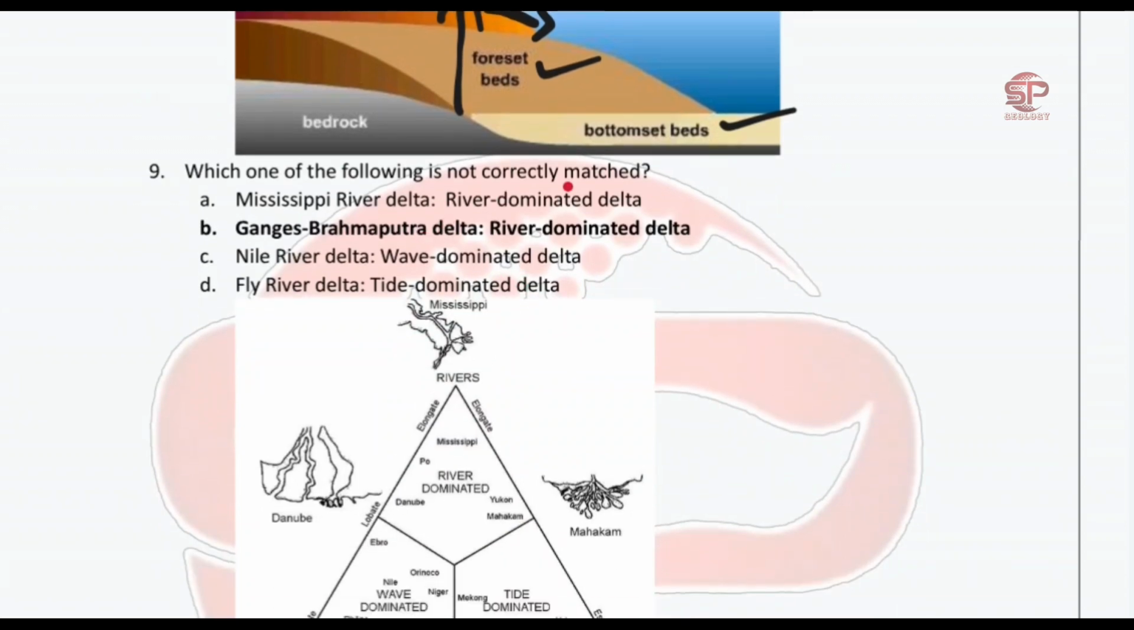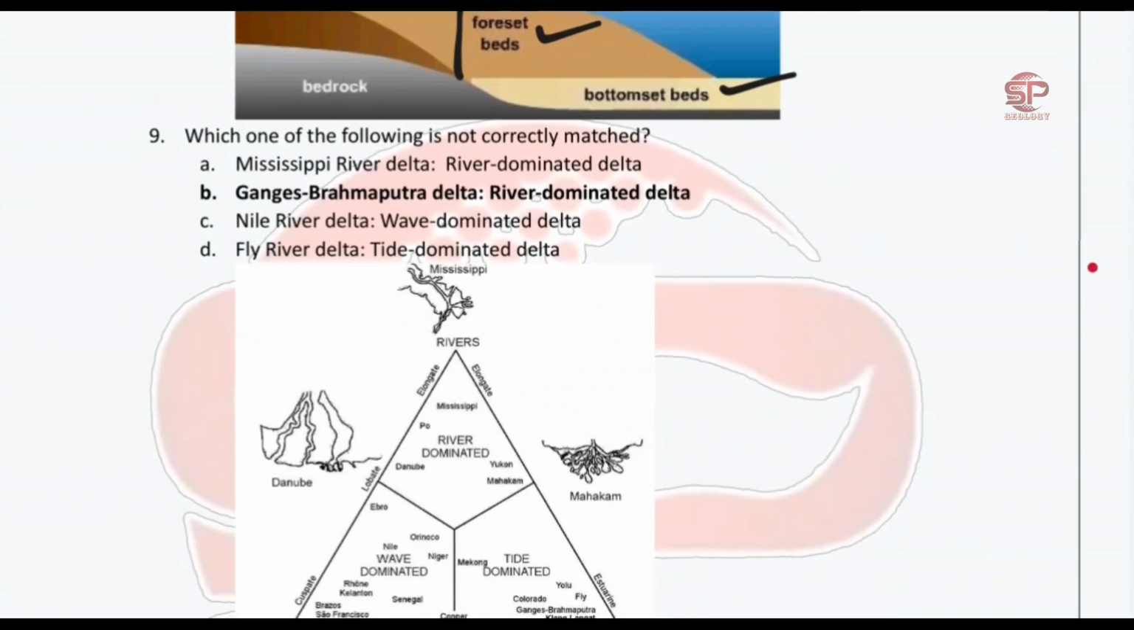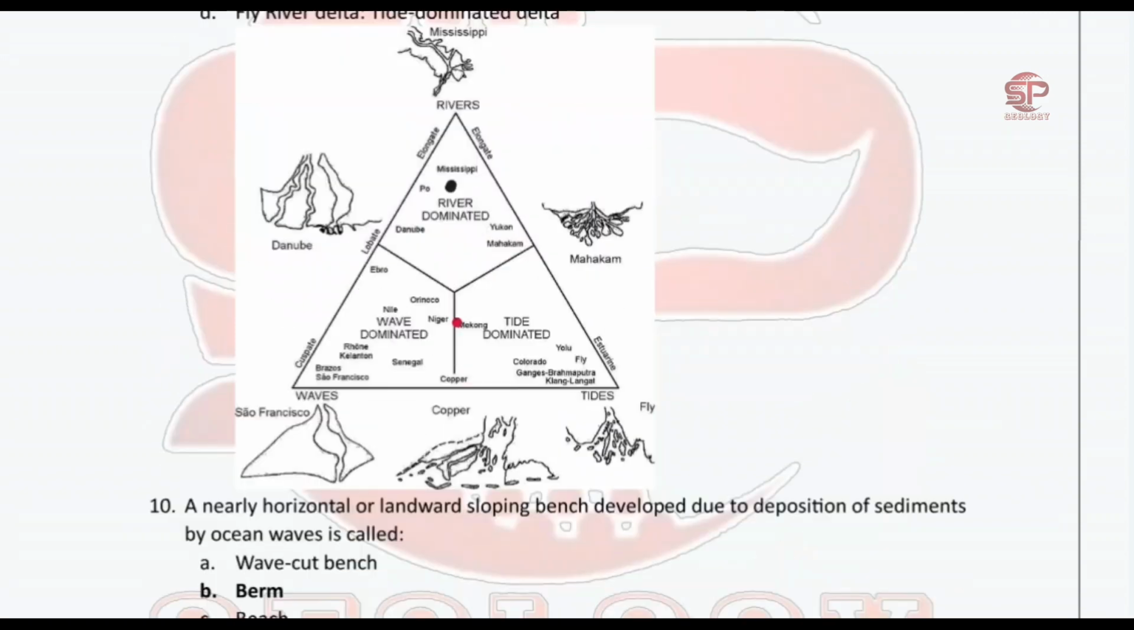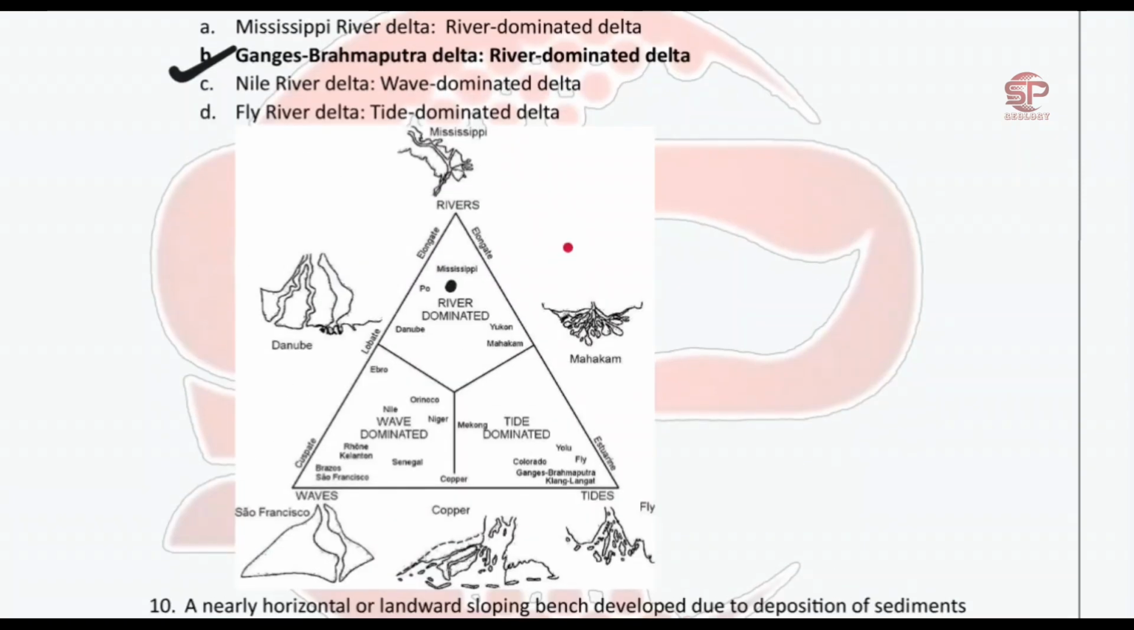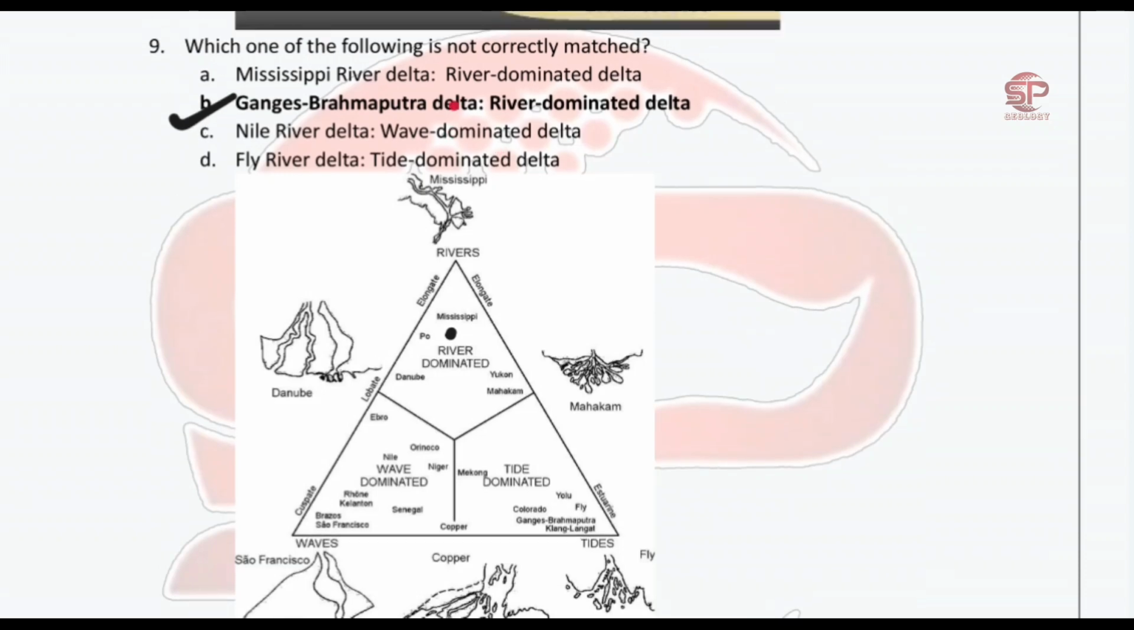Which one of the following is not correctly matched? So Mississippi River, you can see in this triangle, Mississippi is towards the river vertex, the river corner. It is a river dominated delta. Ganga Brahmaputra delta is a tide dominated delta, so you can say an estuarine delta. So that will be the incorrect one.